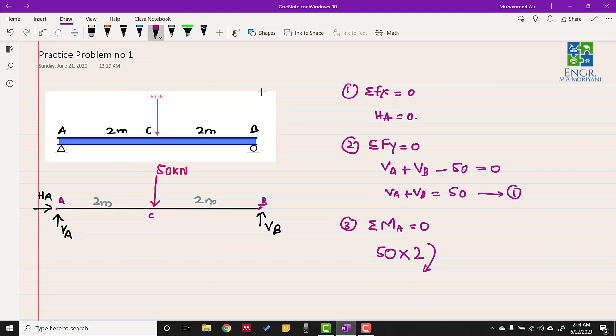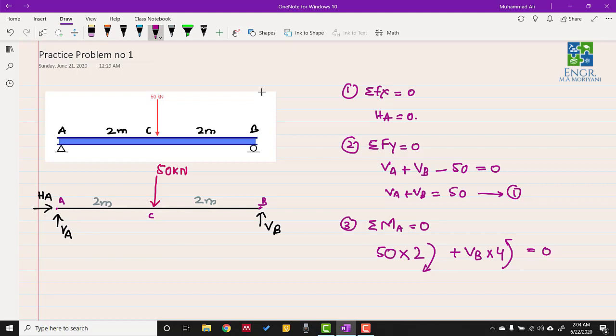As you can see, this is making a clockwise moment about point A. While for VB, we obviously do not know the magnitude at this point, so we write VB and multiply it by the moment arm, which in this case is 2 meters plus 2 meters, because the distance between the point of application of this force and the point of rotation is 4 meters. So this will be 4, but this will be an anti-clockwise moment, and as you can see, this is generating an anti-clockwise moment about point A.